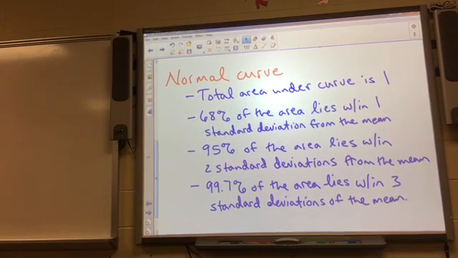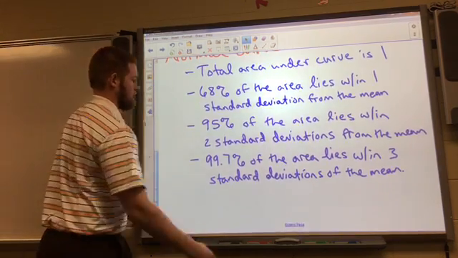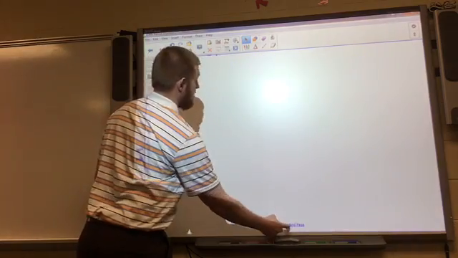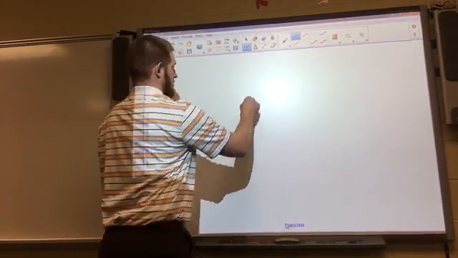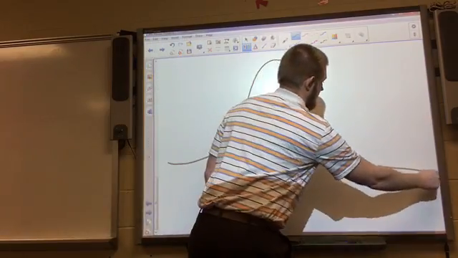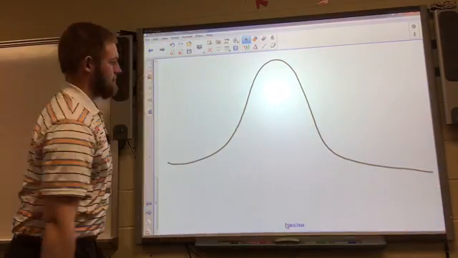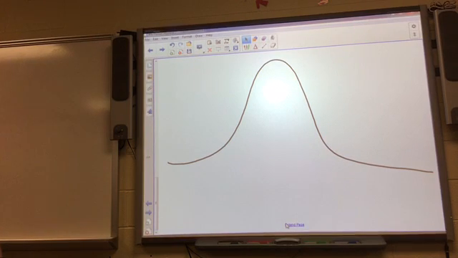Questions on any of that before we start actually getting this drawn? Okay. We do have a general diagram for our normal curve. So go ahead and find a good place in your notes where you can find this, and go ahead and draw a bell curve. Give yourself a decent amount of space here.